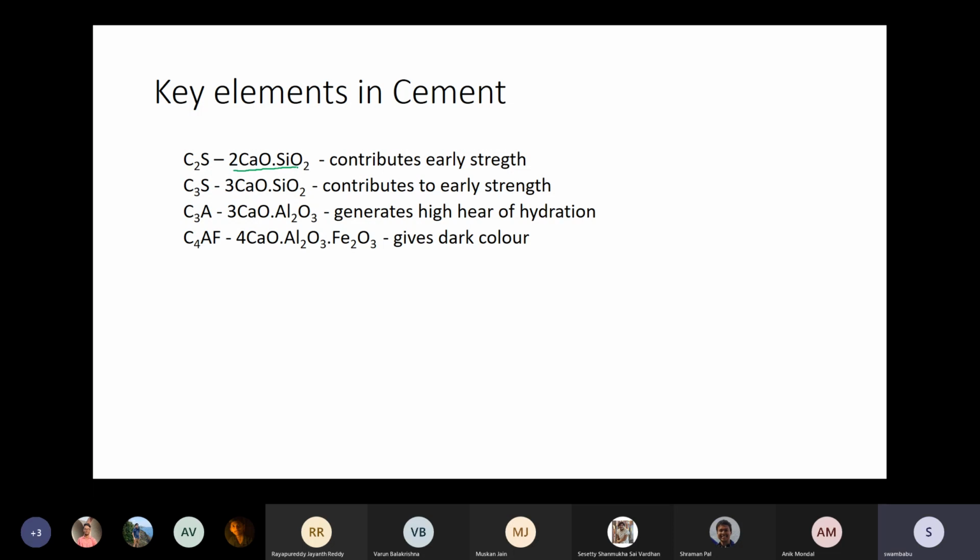Dicalcium silicates? What is the role of that? When you hydrate it, it immediately hardens. Dicalcium silicates, as soon as you add water, give early strength. It hydrates, gives some strength.